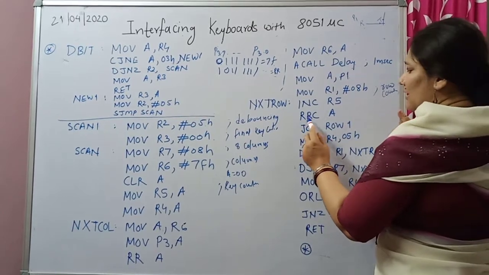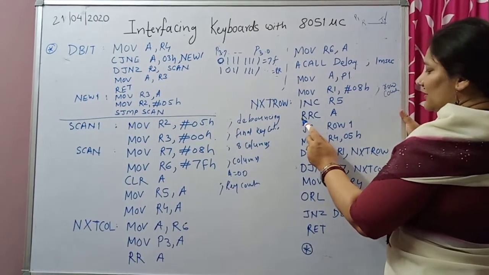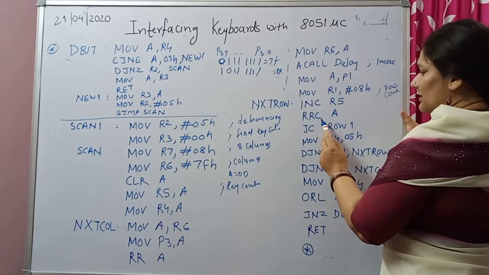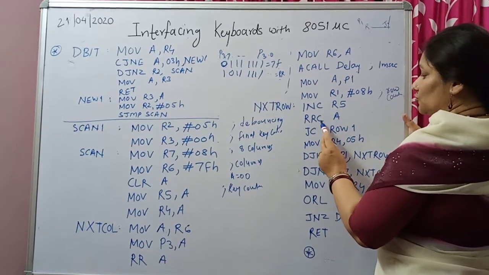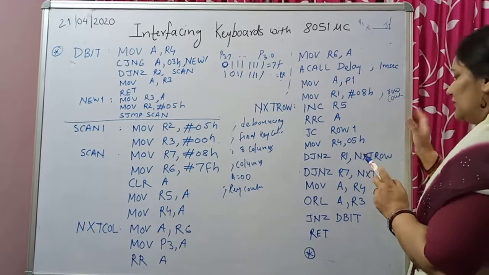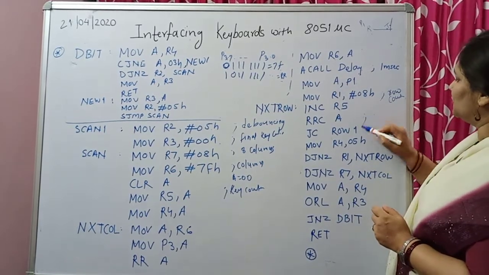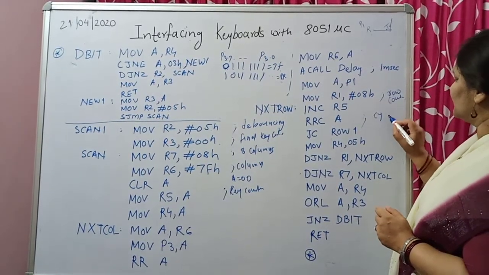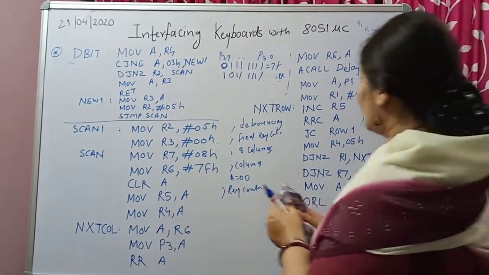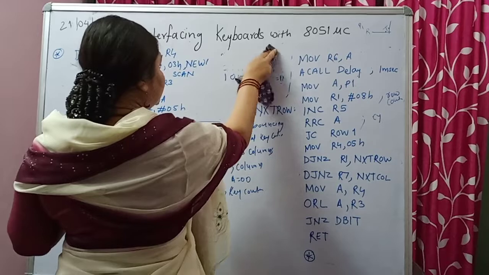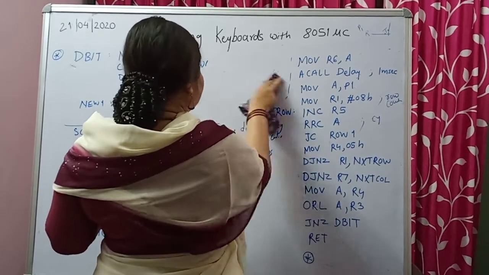So RRC, why have we taken RRC? What is the meaning of RRC? RRC stands for rotate right accumulator through carry. So why are we making efficient use of the carry bit here? This is most important. What is it doing? When you do rotate right with carry, what happens?